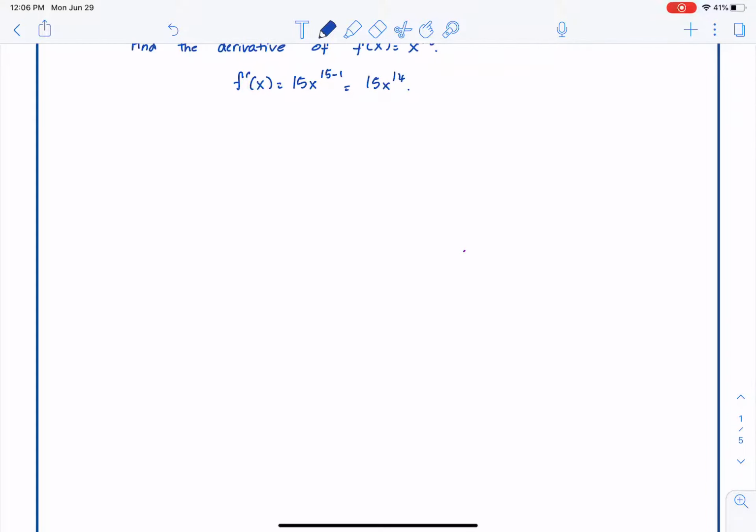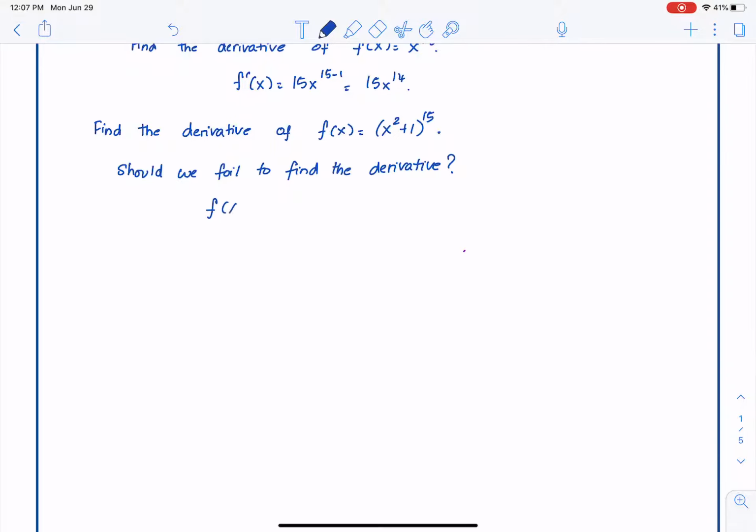But if I change the question, x squared plus 1 raised 15, then, well, should we FOIL to find the derivative? That is, write x squared plus 1 raised 15 as x squared plus 1, times x squared plus 1, times x squared plus 1, 15 times. Well, if you have a lot of time, go for it. So the answer is absolutely no.